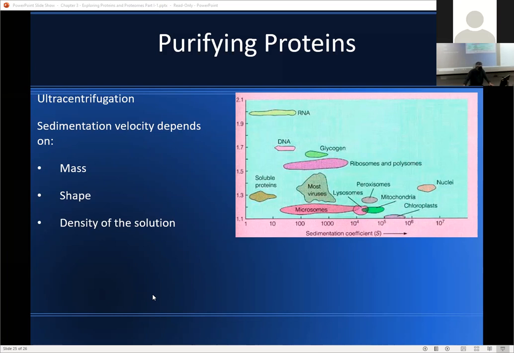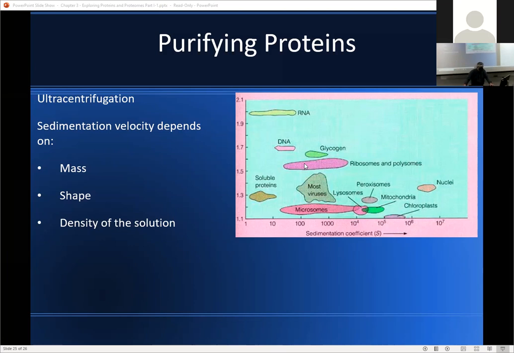shape, and density of the solution. Svedberg units, sedimentation units, are determined by these factors: by mass, by shape, by density of the solution. So different things are going to sediment at different rates based on their mass, their shape, their density of the solution. That determines their Svedberg units and exactly where they will sediment.